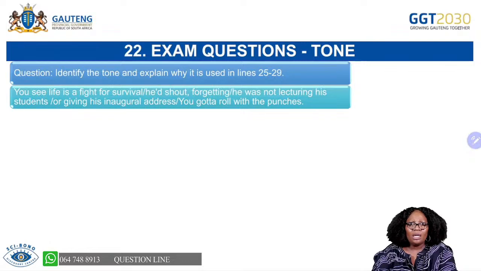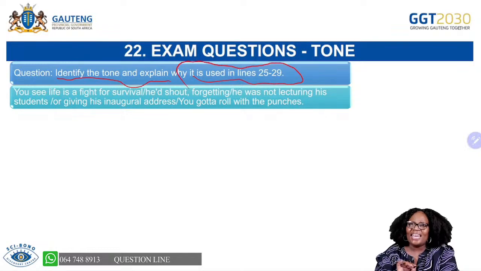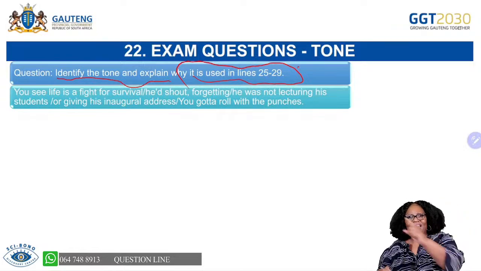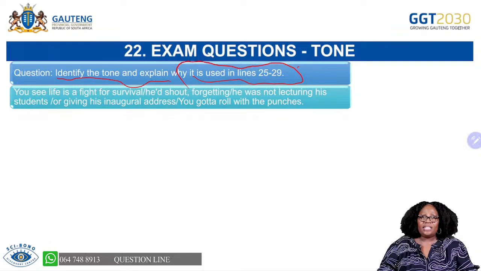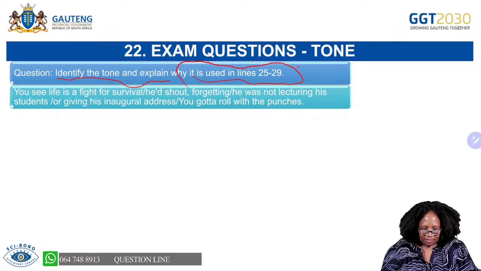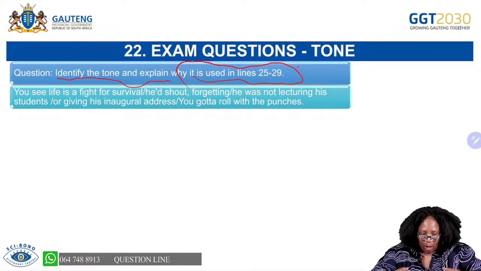In an exam, Peter, you will be asked to identify the tone and explain why it is used. Let's look at lines 25 to 29. Each time we refer you to the lines, what happens, boys and girls? You go back to the lines and you read. You see, life is a fight. Life is a fight for survival, he'd shout.